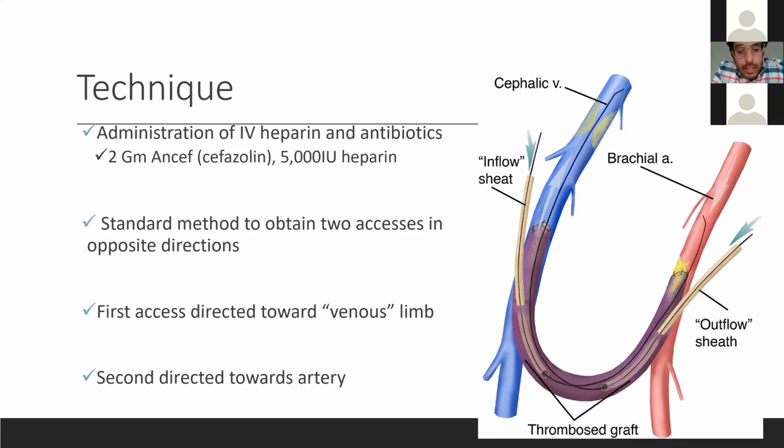And these 2 accesses, we label this as the venous limb, which is one here. That's what's called the outflow sheath. And then the second one directed towards the artery, or the arterial limb, we call that the inflow sheath.